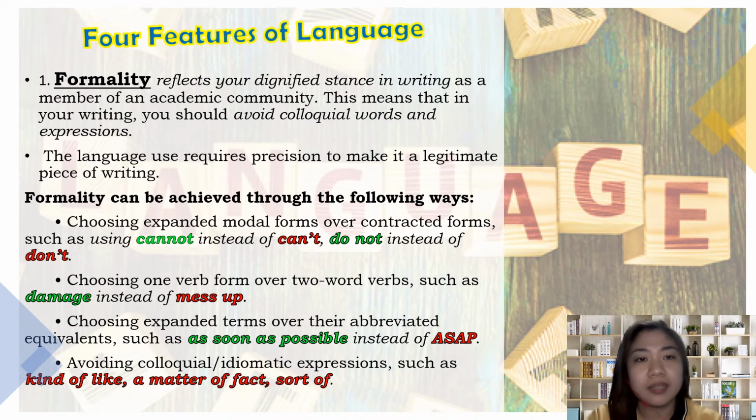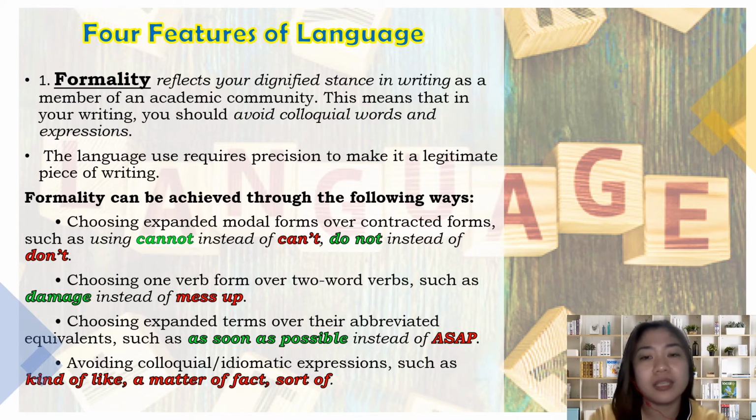And next, let us discuss the four features of language. The first feature is formality. Formality reflects your dignified stance in writing as a member of an academic community. This means that in your writing, you should avoid colloquial words and expressions. The language used requires precision to make it a legitimate piece of writing. Formality can be achieved through the following ways.